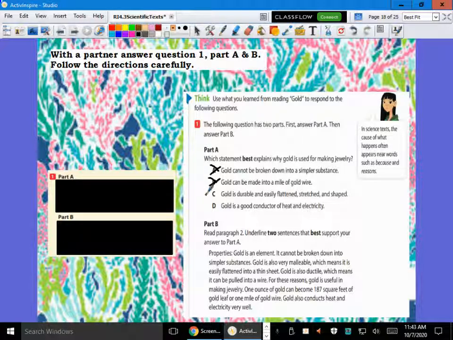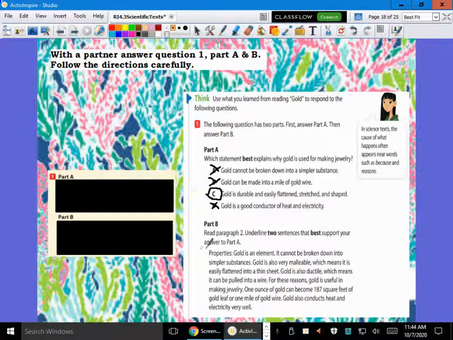Maybe. I'm not ready, but I don't want to get rid of it. So I'm going to put a little dot next to it. D, gold is a good conductor of heat and electricity. Is it good that my jewelry, I want it to heat up with heat and electricity? No, I definitely do not want my rings and my necklaces to heat up with electricity. All right, so I'm going to go ahead now and know that C is my best answer choice.